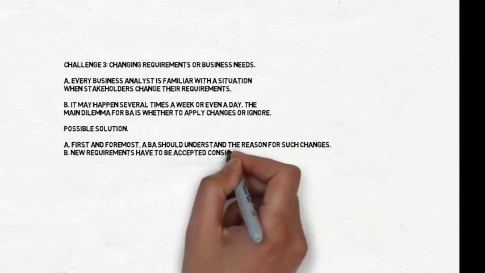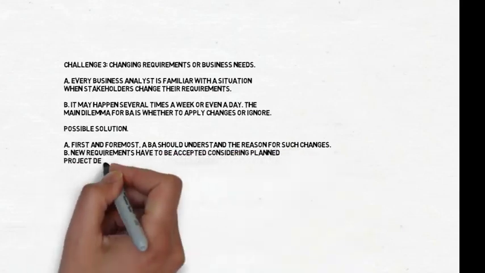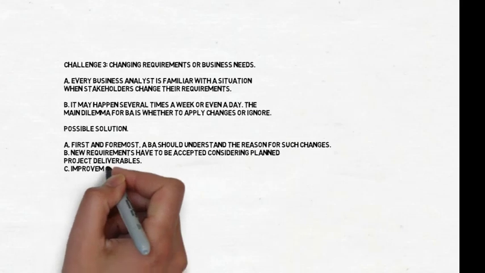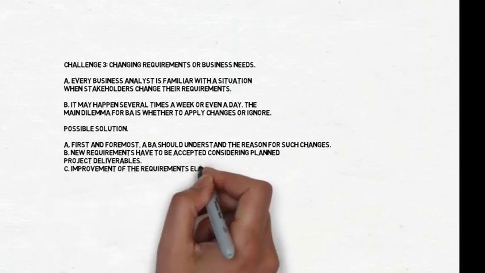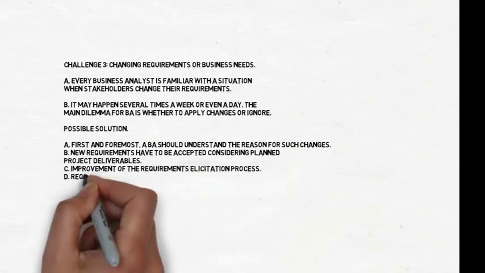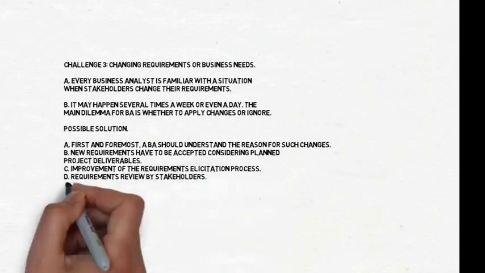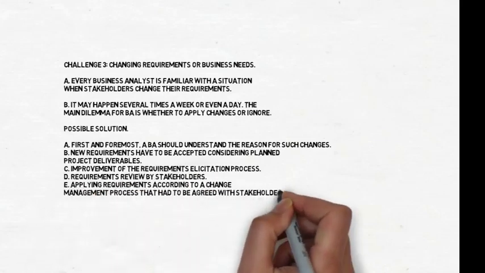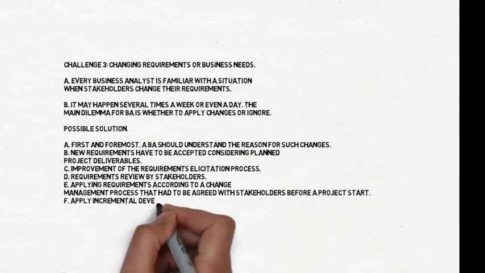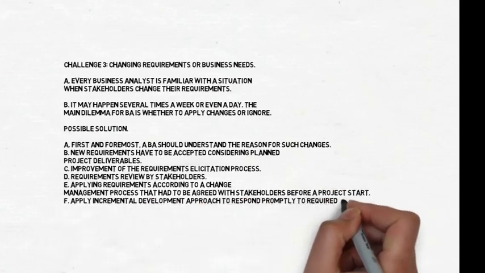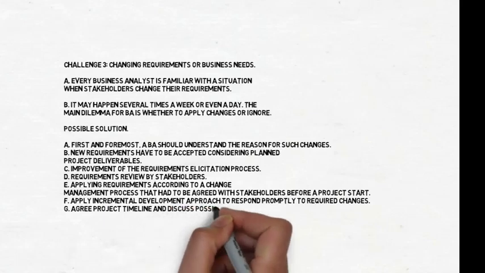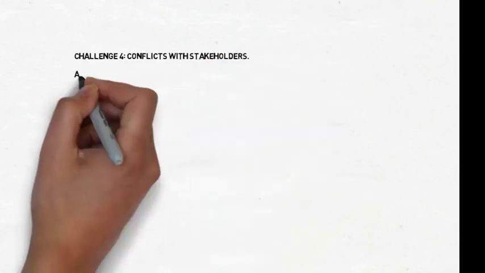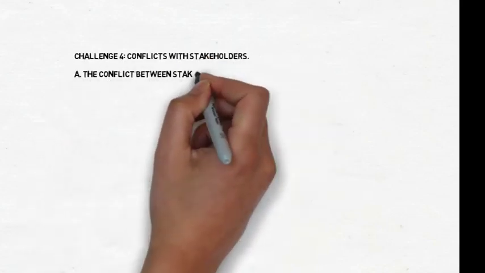Improvement of the requirements elicitation process. Requirements review by stakeholders. Applying requirements according to a change management process that had to be agreed with stakeholders before a project start. Applying incremental development approach to respond promptly to required changes. Agree project timeline and discuss possible. Challenge 4. Conflicts with stakeholders.